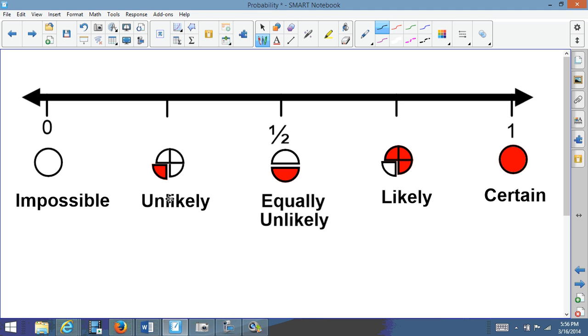So those are the numbers, fractions, and percentages that you should remember when you're dealing with probability. Impossible, zero chance of probability. 25%, unlikely. Equally likely, 50-50, one half. Likely, 75% chance. And certainty, 100% probability.